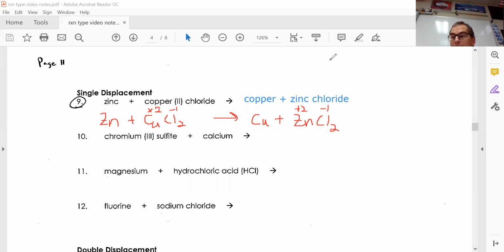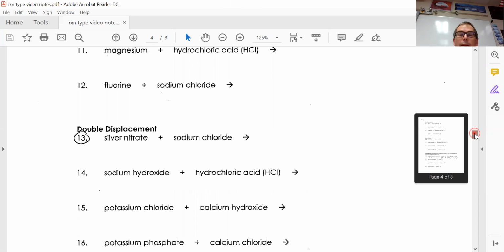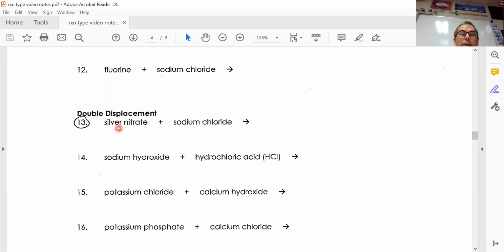Let's look at a double displacement, and I'm going to go to that right here. Let's scroll down. Probably have to clear that out. And let's go. This would be silver, a positive ion, nitrate, negative. Sodium's positive, chloride's negative. We're going to do the partner switch. This positive goes to this negative, this positive goes to this negative. So I'm going to write this in text form.